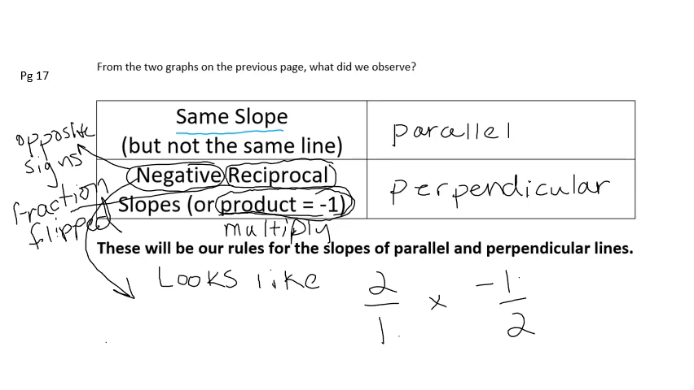So let's multiply these. These aren't too hard. 2 times -1 equals -2. 1 times 2 is +2. And -2 divided by +2 is -1. So those are negative reciprocals of each other. And if that's a little confusing, don't worry. We'll hit it when we come back together and we will talk about it some more.